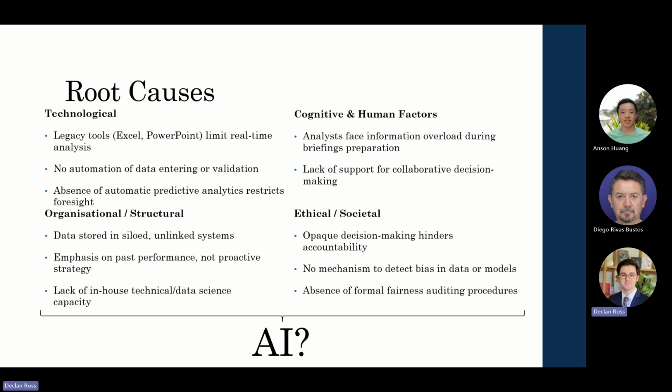So what are the root causes? CompStat's inefficiencies stem from outdated technology. Excel and PowerPoint limit real-time analysis and offer no automation or predictive analysis. Organizational silos and a lack of in-house data science hinder integration and proactive strategy. Analysts face information overload without collaborative support, and opaque processes lack bias detection or fairness auditing, risking accountability.